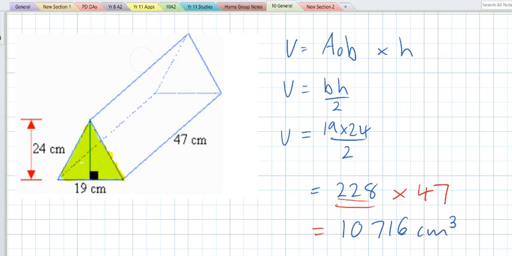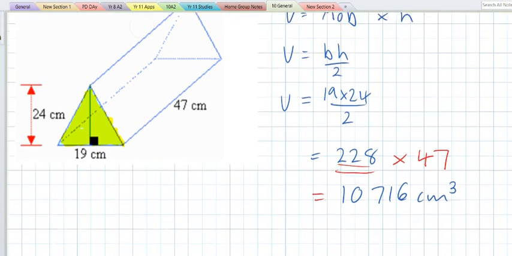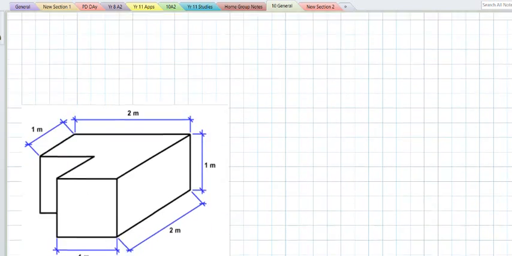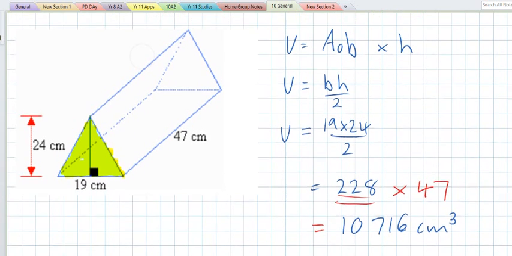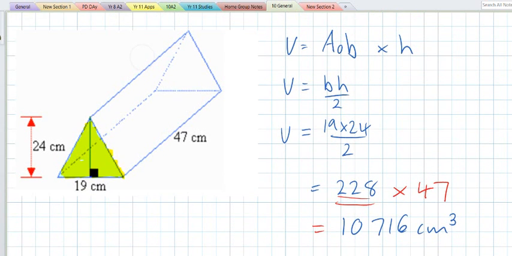Why don't you put base times height, not just being H really? Because in algebra we leave out the multiplier when it's between letters. Sorry, keep going. 47 and equal, what is it?